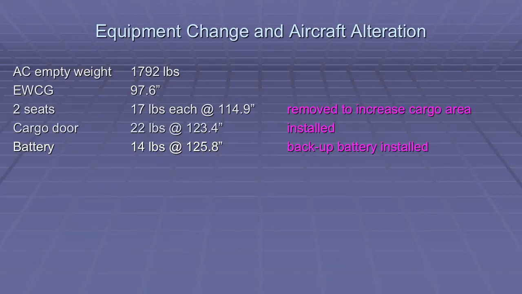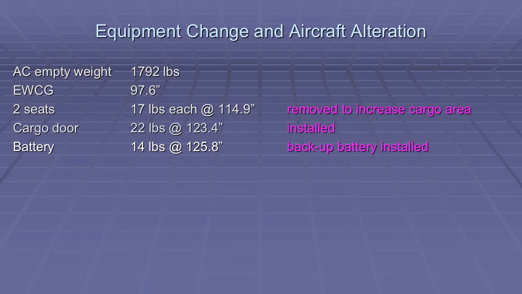Let's look at an example of how to calculate a new empty weight and empty weight center of gravity of an aircraft after the removal of two seats and the addition of a cargo door and a backup battery. Let's start with an aircraft with an empty weight of 1,792 pounds with an empty weight center of gravity of 97.6 inches.